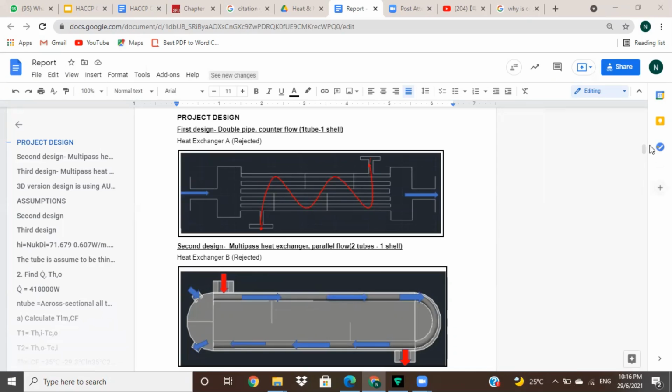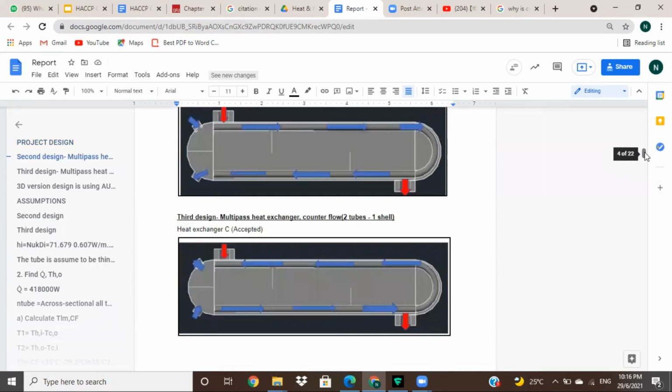For the third design, which is our final design, we chose the multi-pass heat exchanger with counterflow, with two tubes and one shell. This is an accepted heat exchanger because, according to the calculation we made, it follows the requirements that the question asks, where the length is less than 2.5 meters.